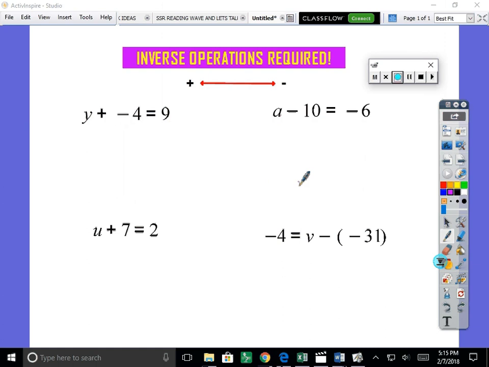This is a 7th grade math lesson talking about inverse operations. So this really coincides with our chapter 4 study of equations and really just introducing the idea of inverse operations or opposites when it comes to addition and subtraction. So I've just given us 4 problems here.